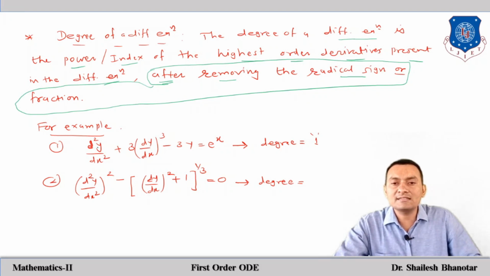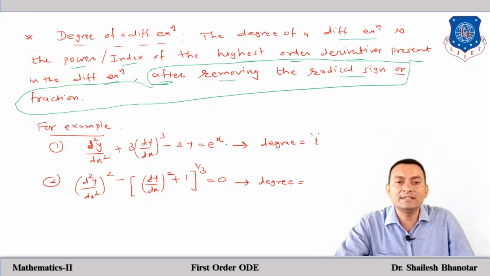Let us see first: d square y by dx square plus 3 times dy by dx raised to power 3 minus 3 times y equals e raised to x. Here, according to the definition, your highest order is 2. But what is the index or power? The power is 1, and therefore the degree will be exactly 1. The second question says the highest order derivative is 2, and the power is 2.